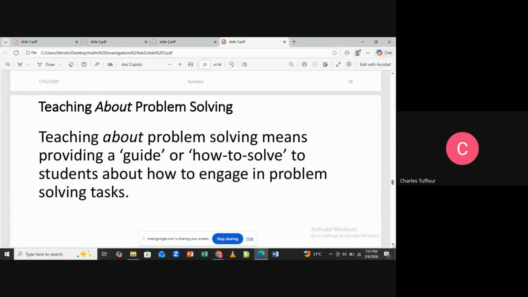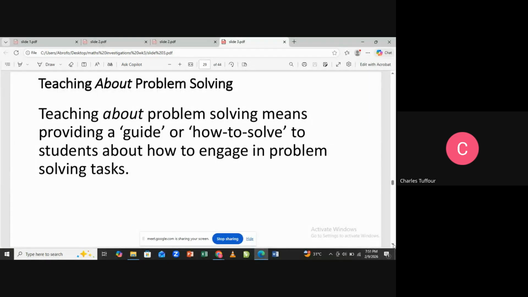Teaching about problem solving means providing a guide or how to solve to students about how to engage in a problem task. Here, whatever you are doing is just a guide. You guide them to find out themselves, and having understood it, they will say, aha, so this is how it is. This is how it works. Okay, I've now seen the reason why the formula for finding perimeter of a rectangle came about.